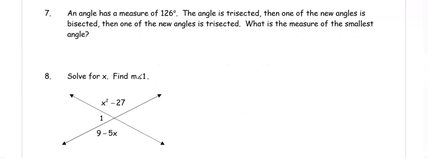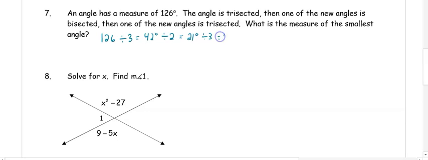In number 7, the angle has a measure of 126 degrees. The angle is trisected, then one of the new angles is bisected, then one of the new angles is trisected. What's the measure of the smallest angle? So we're going to take 126 and divide by 3 for our first trisection. We get 42 degrees. Then it is bisected, so we're going to cut it in half. That's 21 degrees. And then it is trisected again, so we get 7 degrees.